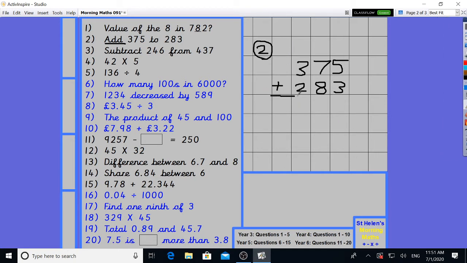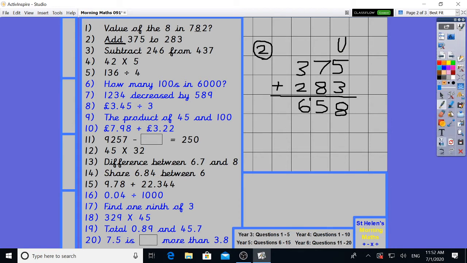We'll do our addition. 5 plus 3 is 8. 7 plus 8 is 15. There's a little 1. 3 plus 2 is 5, plus 1 is 6. Plus makes things bigger, so 375 got bigger. Became 658. Sometimes I like to check the units column. 5 plus 3 is definitely 8. Right, let's go on to question 3.